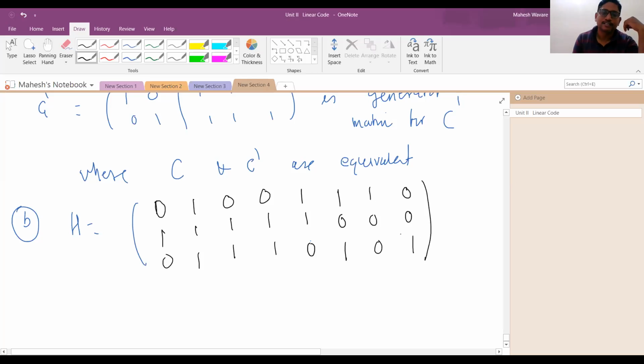This is the parity check matrix for C, means generator matrix for C perp. And the number of columns you can mention here: 1, 2, 3, 4, 5, 6, 7, 8. Okay, 8 columns were given.